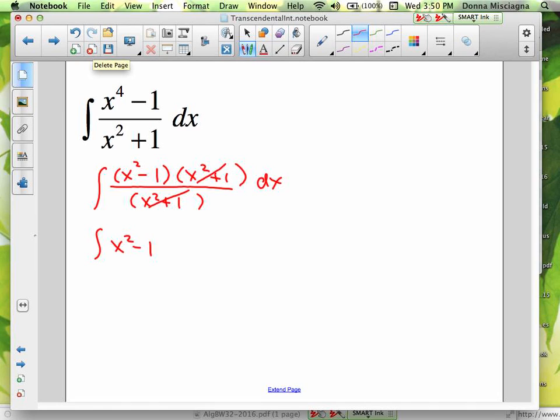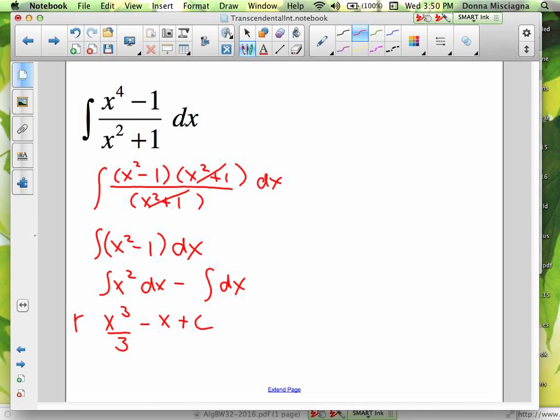Here's a sneaky one that came up here. This wasn't an inverse trig at all. So now we just have x squared dx minus the dx. So then what would this one be? x to the third divided by 3, minus x. Oh, plus c, it's one, not derivative. We're stupid. No, I'm stupid.